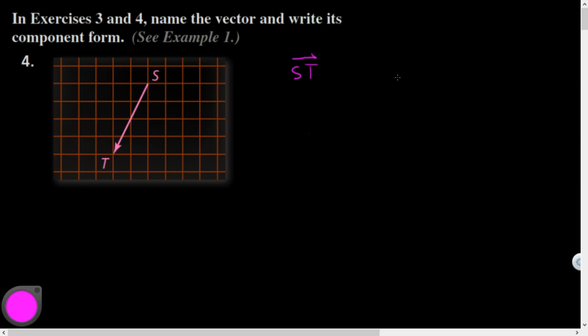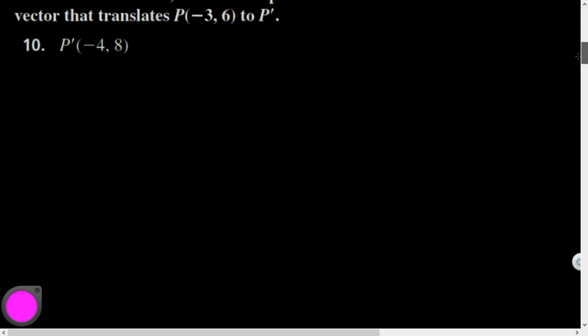But we were able to write them in component form, where we had these awesome angle brackets, which I'm assuming you could use for all sorts of little text-based faces or something. But what we do is we break this up into its horizontal component and its vertical component. So it looks like -2, left 2, and -4, if I count right. So <-2, -4> is the component form of said vector.